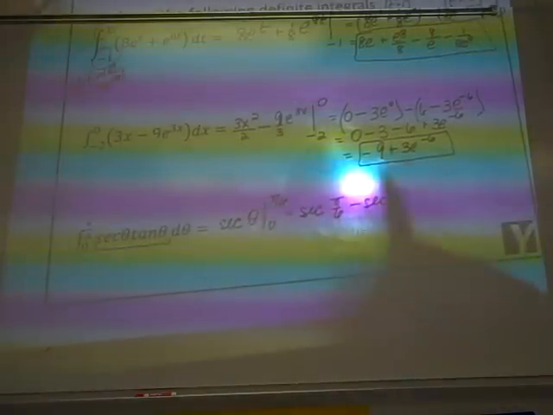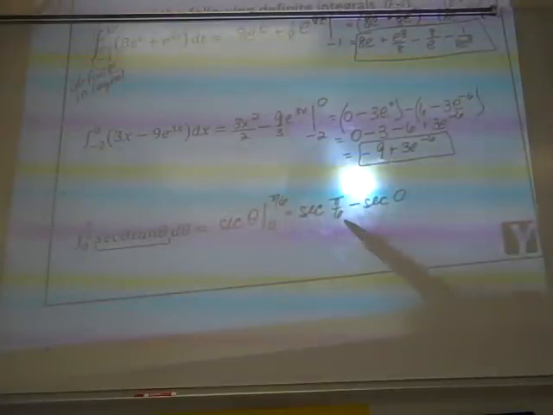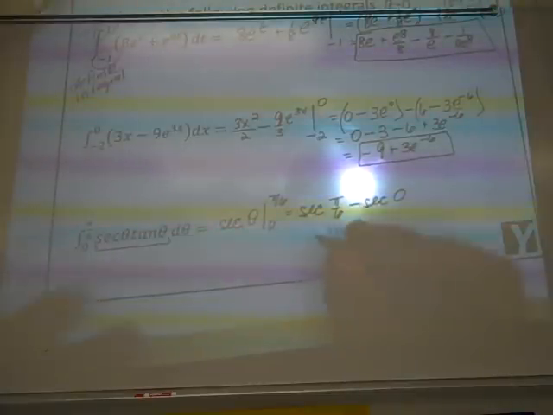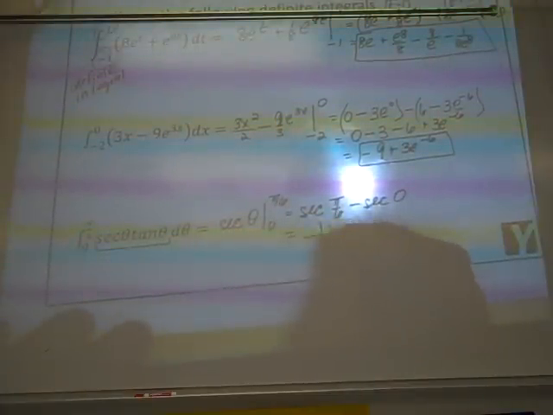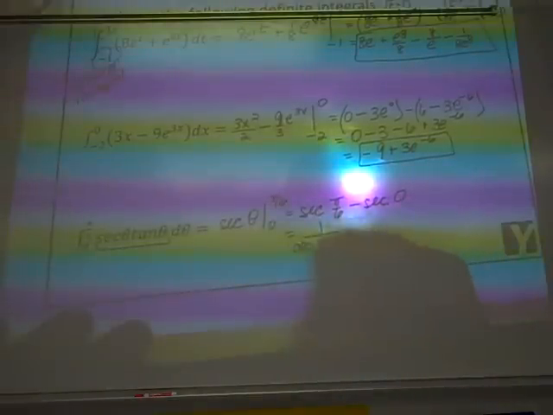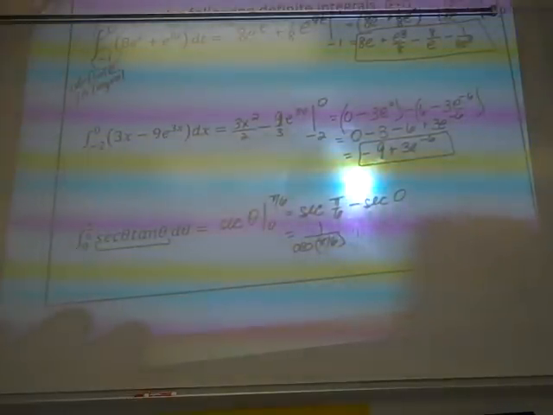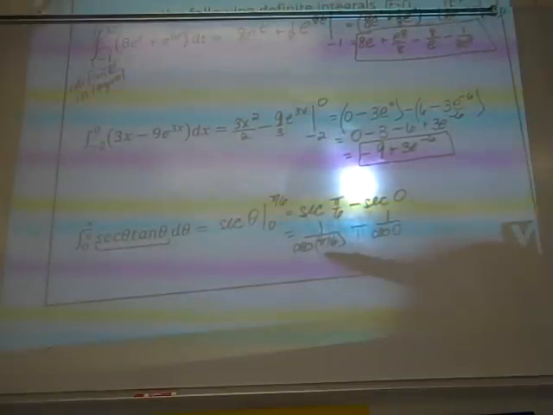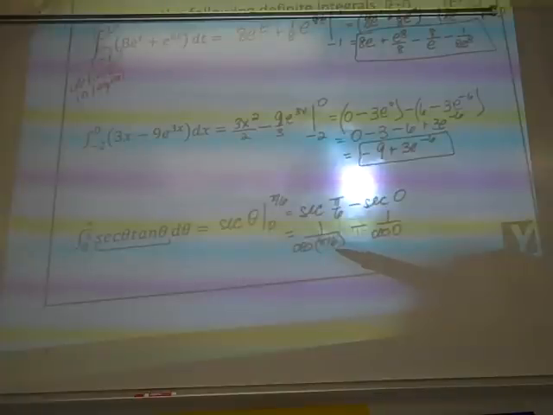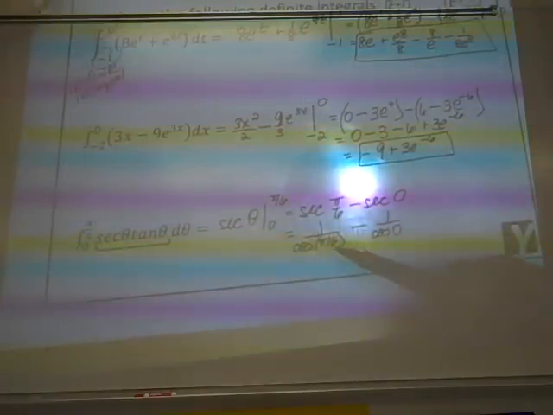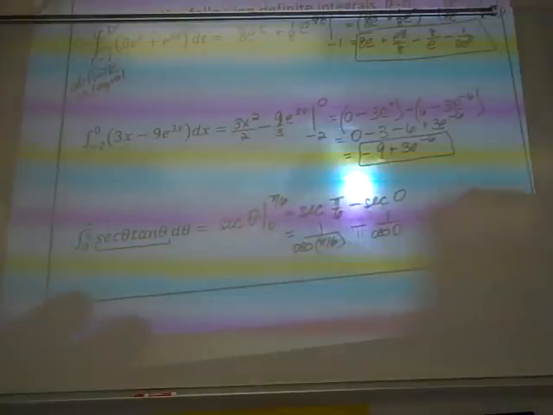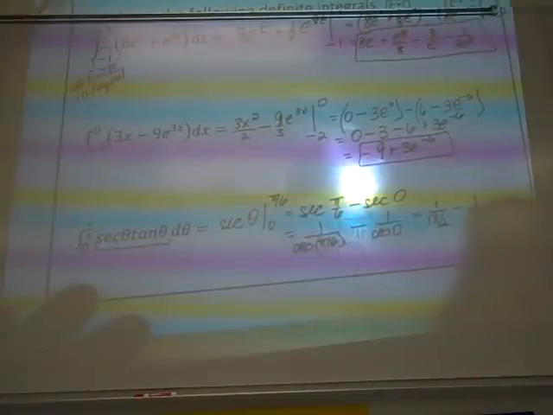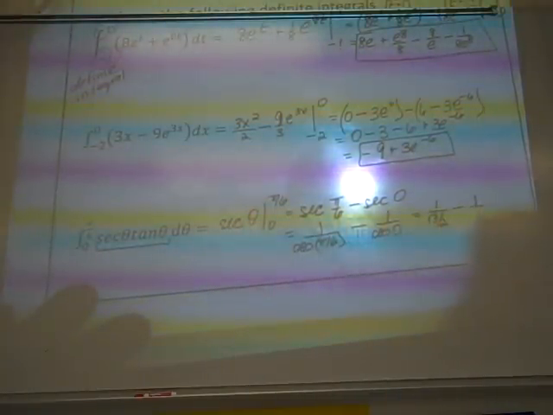And despite having been a high school math teacher for a really long time, I cannot just tell you off the top of my head what secant of pi over 6 is, but I do know from pre-calculus that secant is 1 over the cosine. So I'm going to rewrite this as 1 over cosine pi over 6 minus 1 over cosine of 0. Now, cosine of pi over 6. Pi over 6 is 30 degrees. Cosine of 30 degrees would be square root of 3 over 2. So I have 1 over square root of 3 over 2 minus 1 over cosine of 0 is 1.